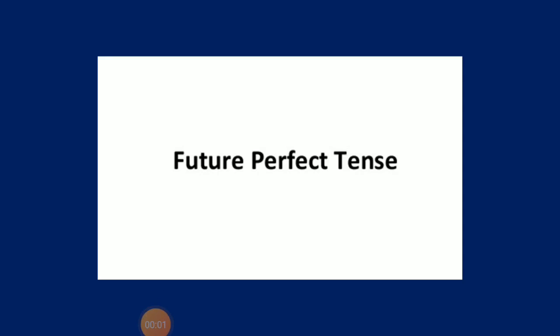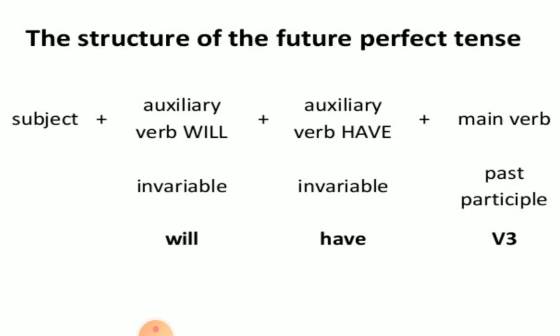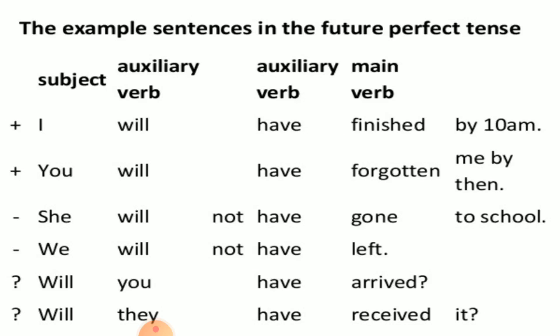Now let's see what the future perfect tense is. Let's see the structure of the future perfect tense: subject plus auxiliary verb will or shall plus auxiliary verb have plus main verb, that is the V3 form of the main verb. Now let's see some examples.